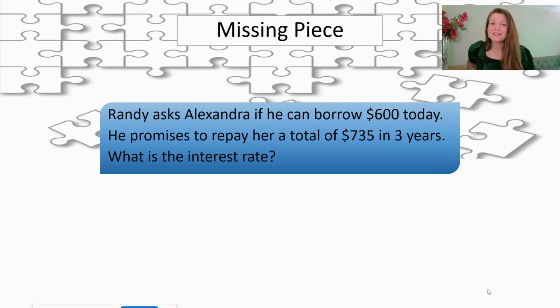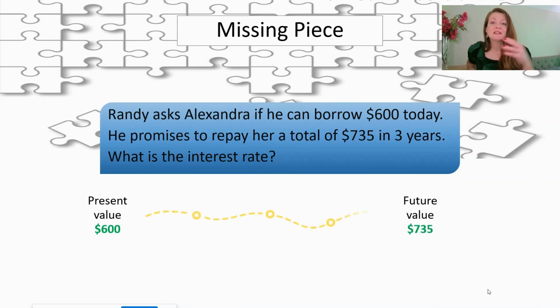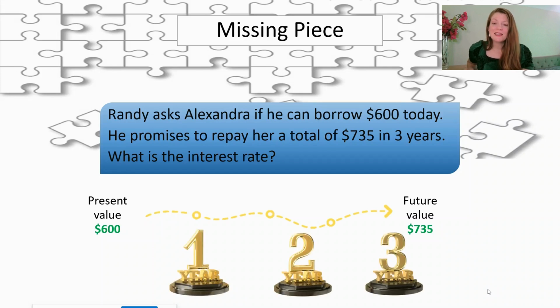So Randy asks Alexandra from our last video if he can borrow $600 today. He promises to repay her a total of $735 in 3 years. What is the interest rate? Okay, so we know the present value, that's 600 bucks. We know the future value, it's $735. And we know that it's going to be 3 years before he pays Alexandra back. So the thing that's missing is the interest rate that he's going to be paying her essentially.